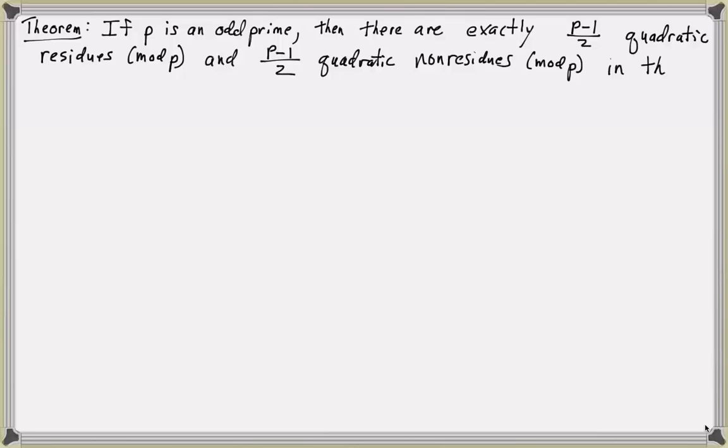In the set 1, 2, 3, up to p-1. So it's actually a fact that in any reduced residue system mod p, exactly half of the residues are quadratic residues and half are quadratic non-residues. So let's prove this theorem.